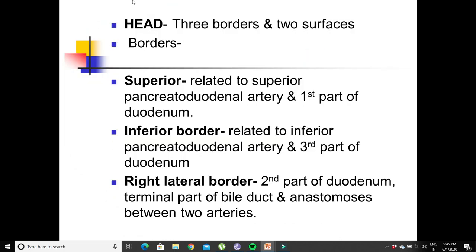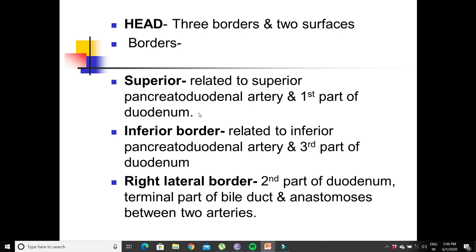What about the head? Now the head has 3 borders and 2 surfaces. The borders of the head are superior, inferior and right lateral border. The superior border is related to the superior pancreatico-duodenal artery and the first part of the duodenum.